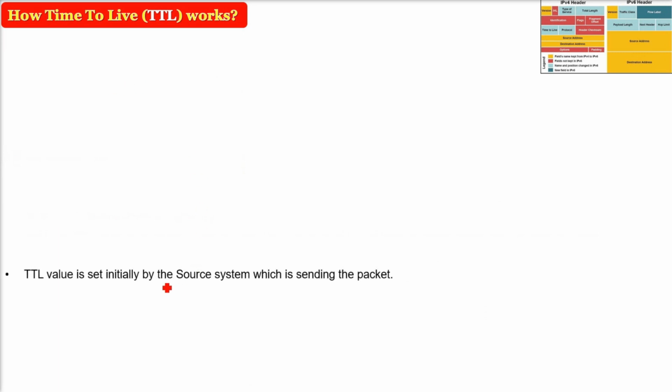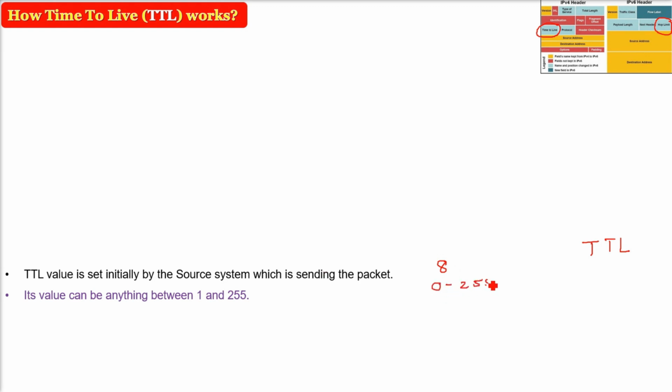So TTL is a lifetime or a span in a network, how long that packet is going to live before it is thrown out or discarded. TTL is time to live for a packet. In IPv4, we have time to live here, 8-bit, and in IPv6 it is called hop limit.